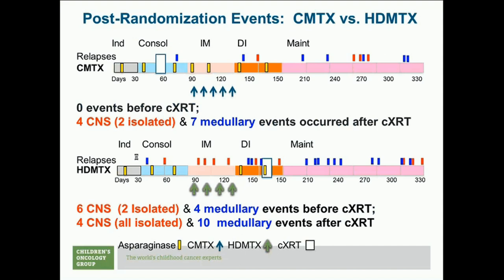Let me take that back. You had none before the radiation, and you had fewer as compared to the high-dose methotrexate after the irradiation. So 0 events before CRT, 4 CNS, 2 isolated, 7 medullary after CRT. In the high-dose methotrexate, you had 6 CNS, 2 isolated, and 4 medullary before cranial irradiation. So we were seeing a higher number of patients relapse earlier on the high-dose methotrexate arm, with the confounder being that they received their radiation much later.